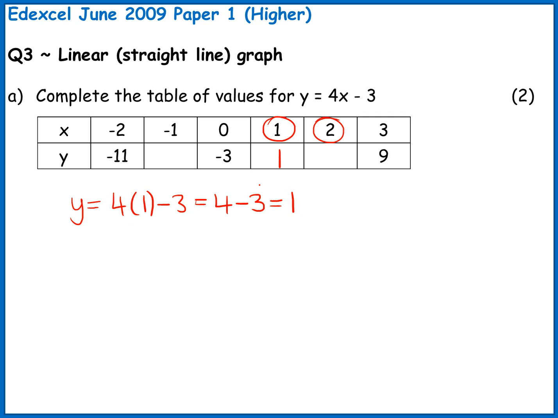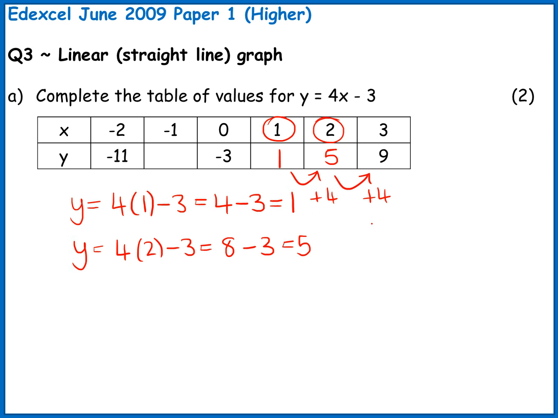Let's have a look at when x is 2. So when x is 2, I'm going to be doing 4 lots of 2 minus 3. So 4 times 2 is 8, minus 3 is 5. And hopefully you should be able to see we've actually already got a pattern here. You can see to get from one y value to the next, we're adding 4 on each time. So what we could do is we could find out what this one is without actually needing to do any substitution. So minus 11 plus 4 is going to give us minus 7.